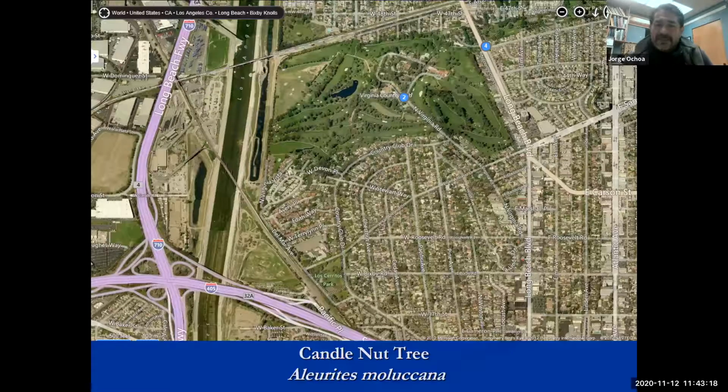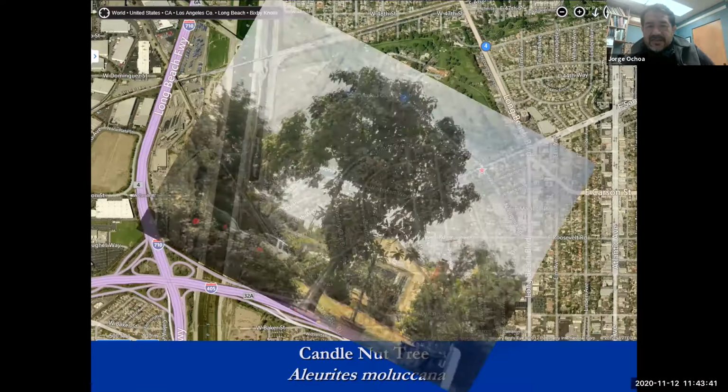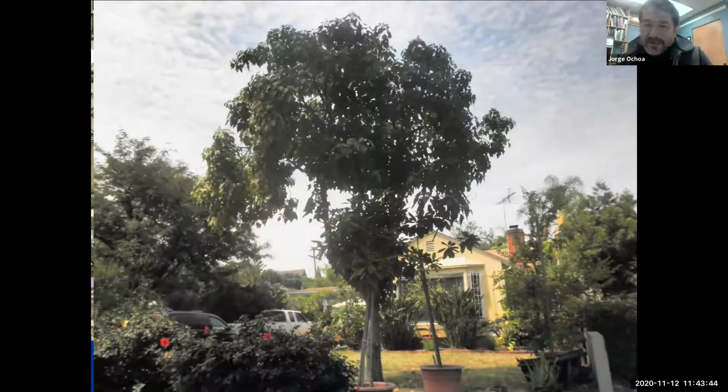And then here in Long Beach, there is the candle nut tree. This is the state tree of Hawaii. It's by Virginia Country Club. As you go from Rancho Los Cerritos, San Antonio, and Virginia Road, it's a few houses away from there. It's the only tree that I know of in Long Beach. The owner was a person from Hawaii. Most likely they brought the seeds and planted the tree, and many years later, it's the only candle nut.